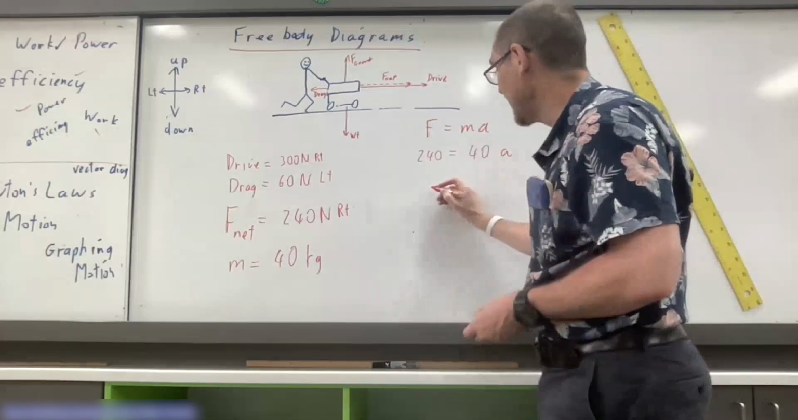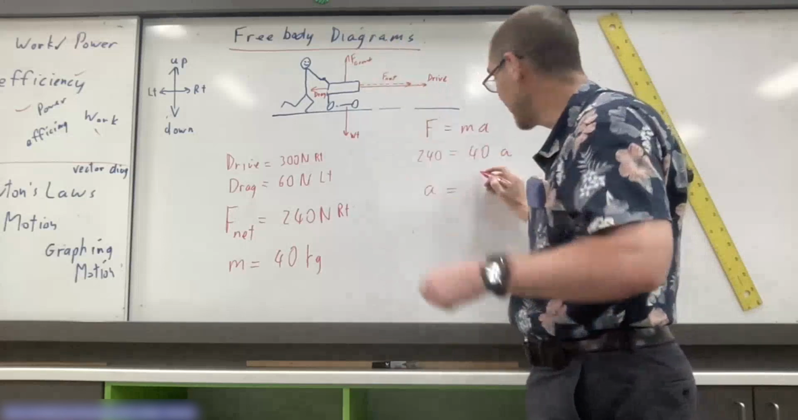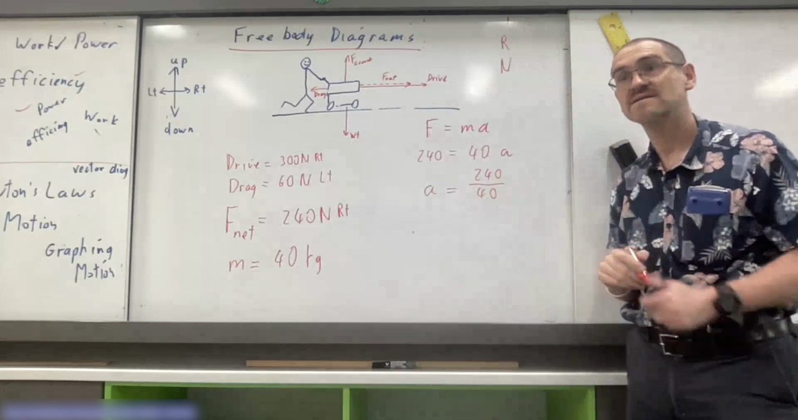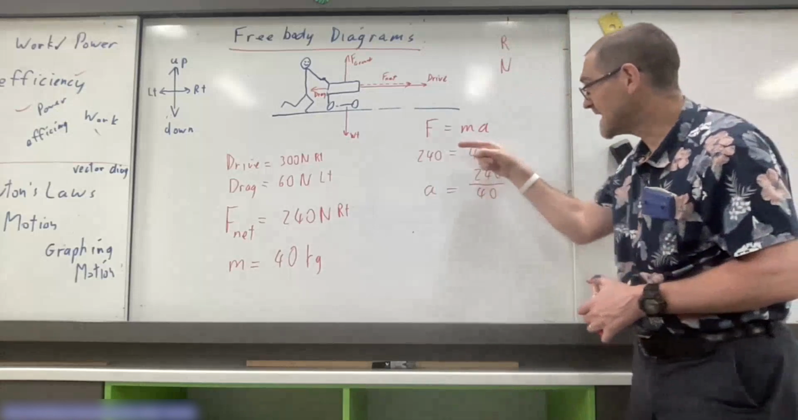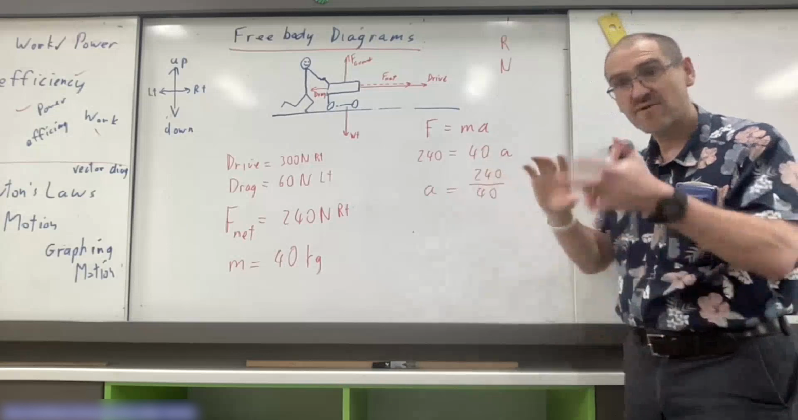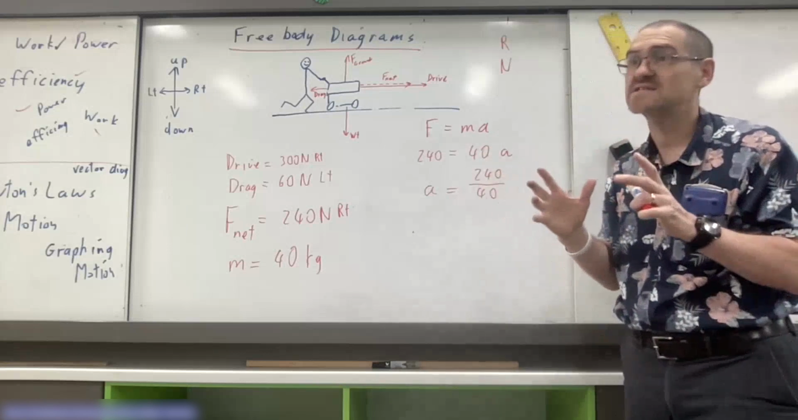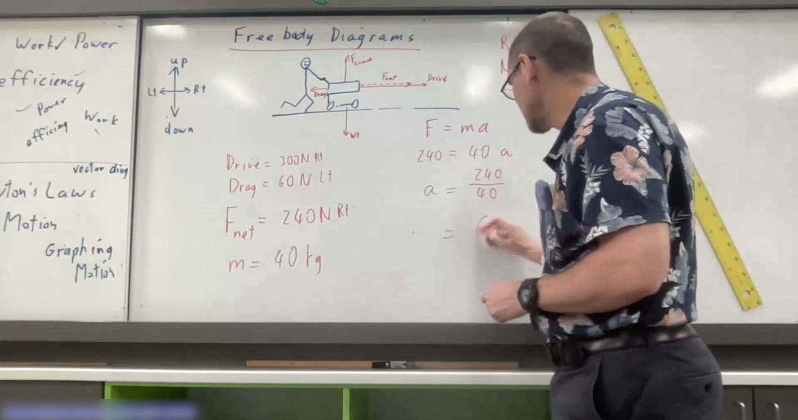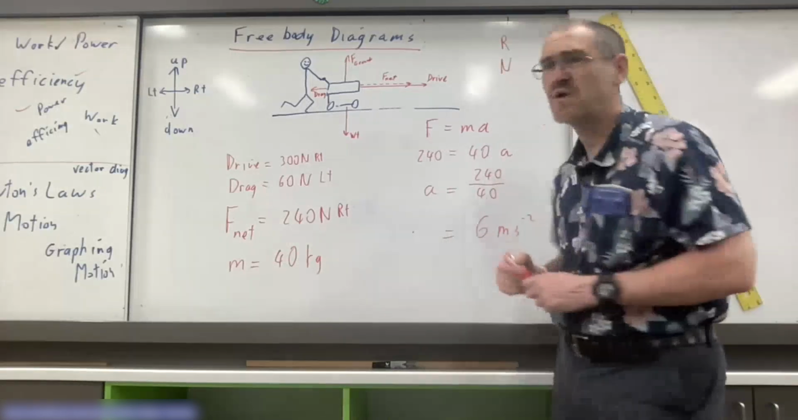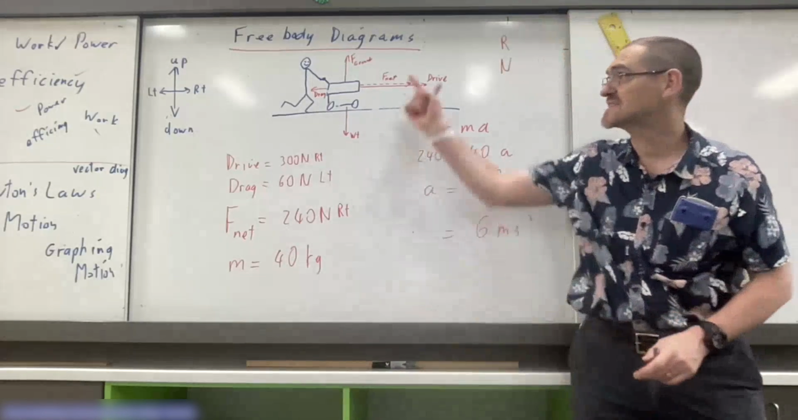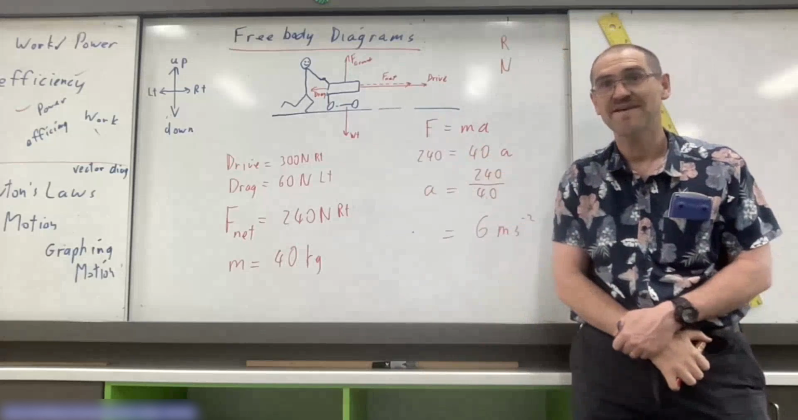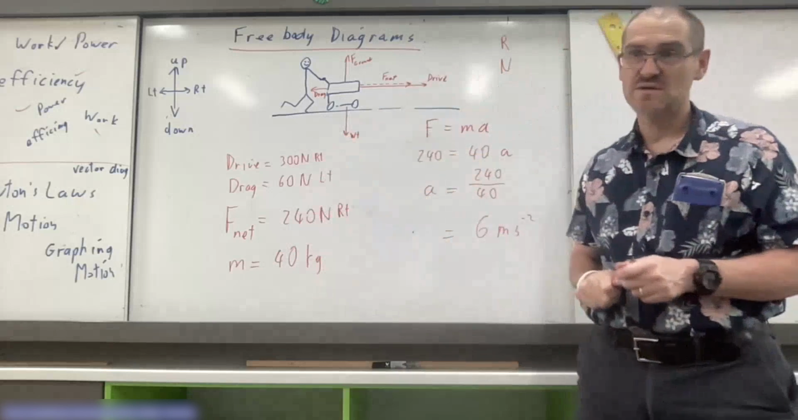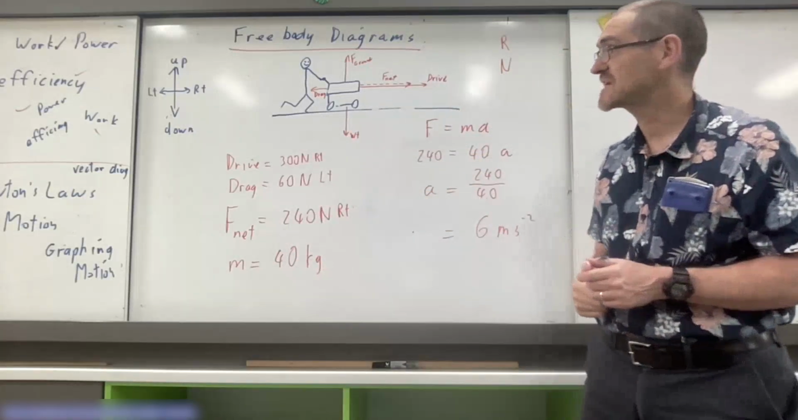Okay, so we want to isolate the A. So we're going to say A equals, and did you say this over that? All right, correct. Okay, so this step from here to here, that rearrangement of the equation is really important. You need to make sure you can do that, okay? 240 divided by 40 is, I think, 6 meters per second, which quite frankly is insanely fast. And this is a ridiculous example. It would never happen in real life, okay? All right, so that's an example of a free body diagram that drifted into a calculation for Newton's second law of motion.